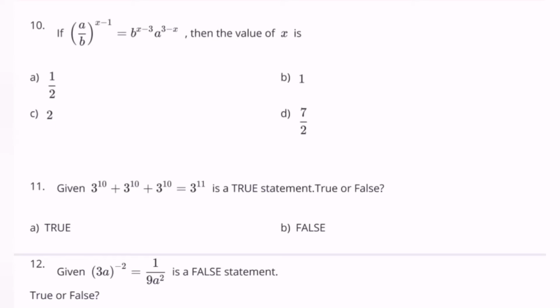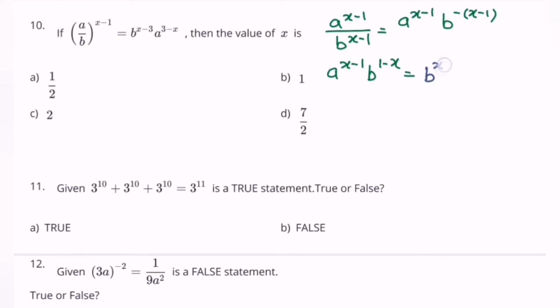So my strategy would be to simplify the left hand side, where we have the power rule, which is a to the power of x minus 1 over b to the power of x minus 1. Simplify the situation, where we have a to the power of x minus 1 by using the negative indices, where we have b to the power of negative bracket x minus 1. Simplify the situation, so a to the power of x minus 1 multiplied with b to the power of 1 minus x, which is equal to the right hand side, where we have b to the power of x minus 3 multiplied with a to the power of 3 minus x.